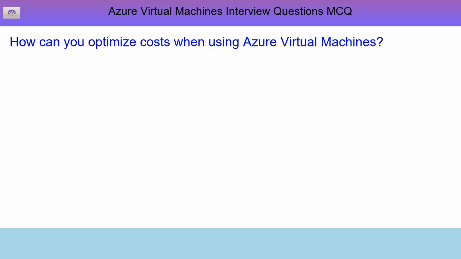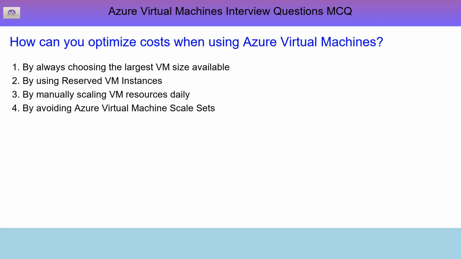How can you optimize costs when using Azure Virtual Machines? Here are your options. 1. By always choosing the largest VM size available. 2. By using reserved VM instances. 3. By manually scaling VM resources daily. 4. By avoiding Azure Virtual Machine scale sets. The correct answer is by using reserved VM instances.